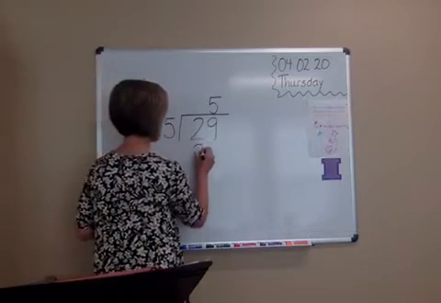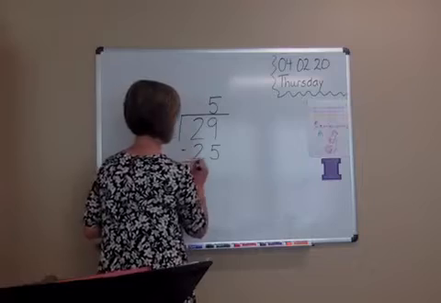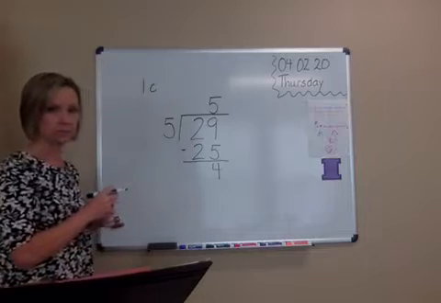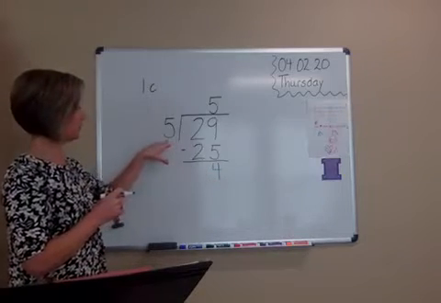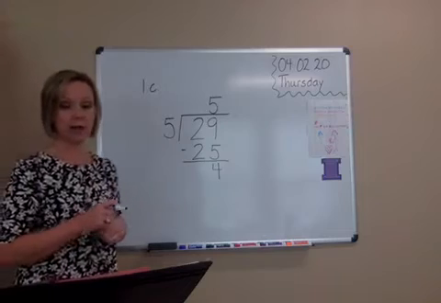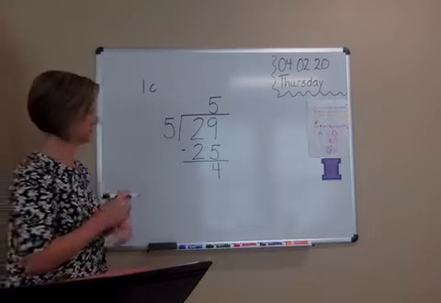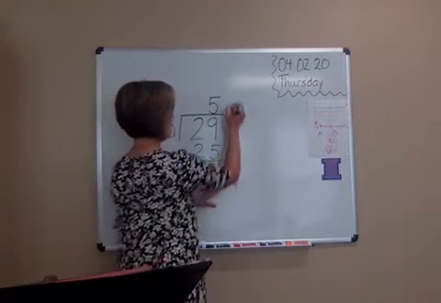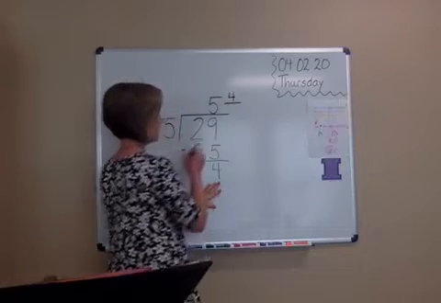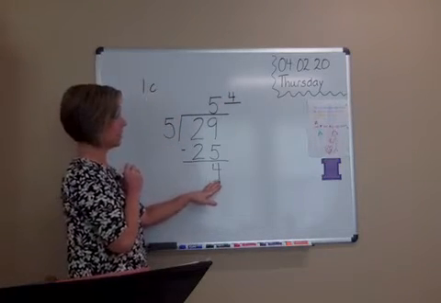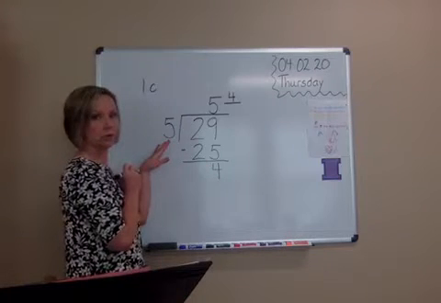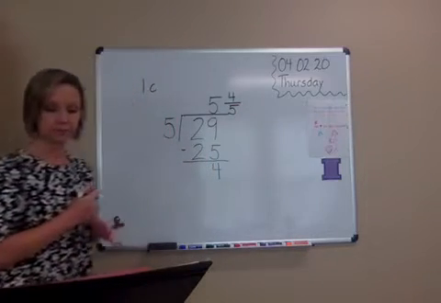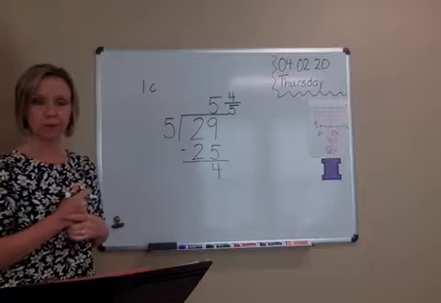5 times 5 is 25. We subtract. 9 minus 5 is 4. 2 minus 2 is 0. 4 is smaller than 5. Nothing else to bring down. So we're ready to write our remainder as a fraction. Remember, no R's. We are taking the remainder of 4. And to use the fraction, 4 as the numerator, the table we're using, the divisor, 5 as the denominator. Okay?